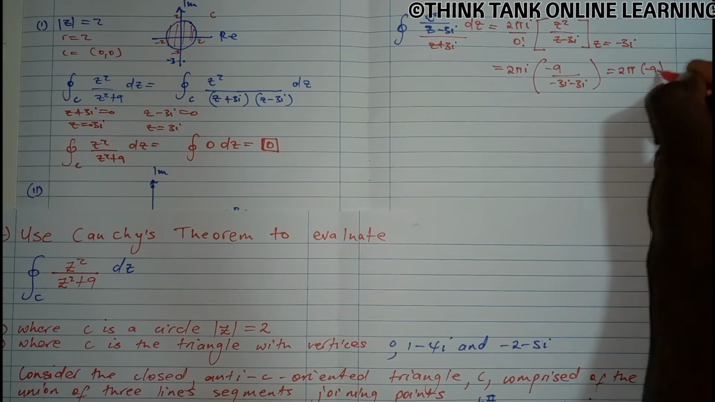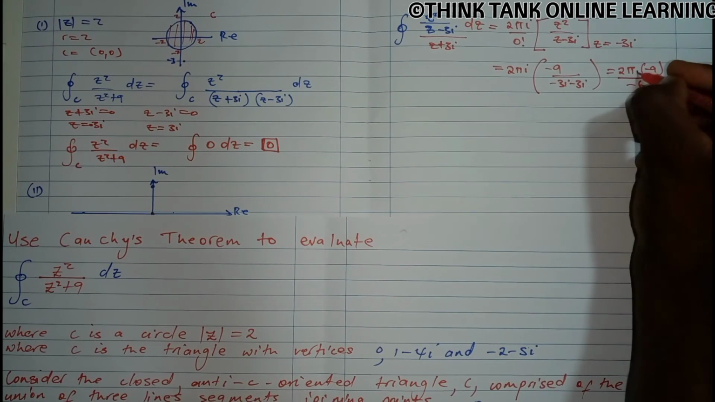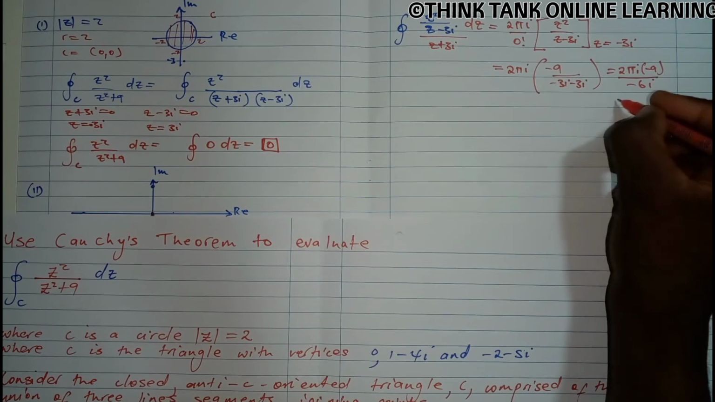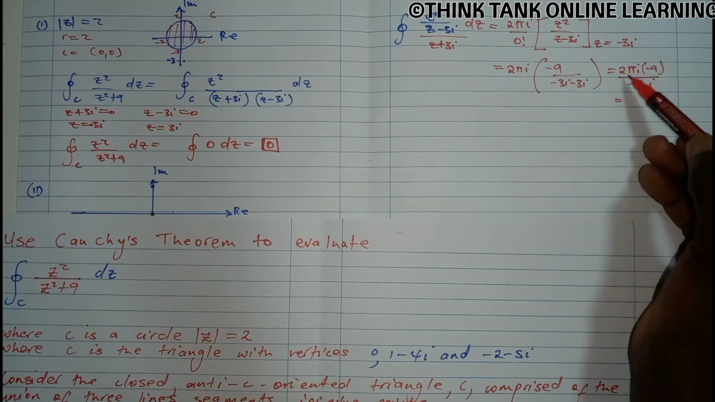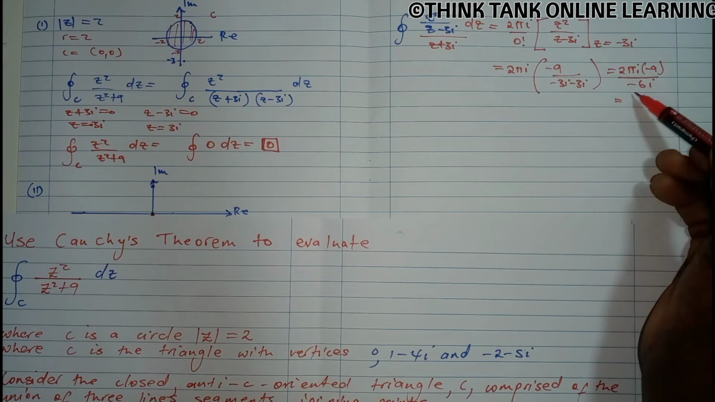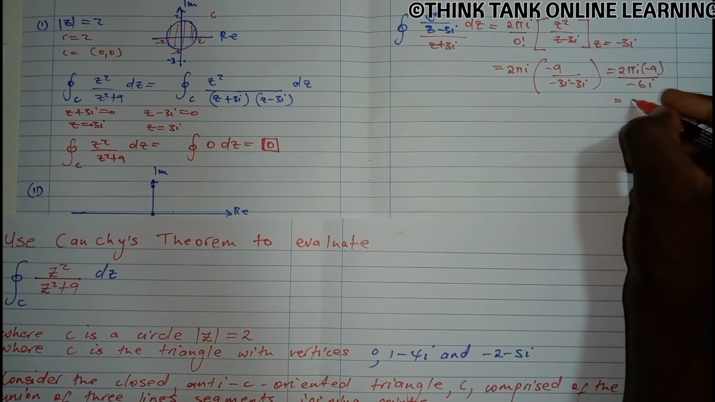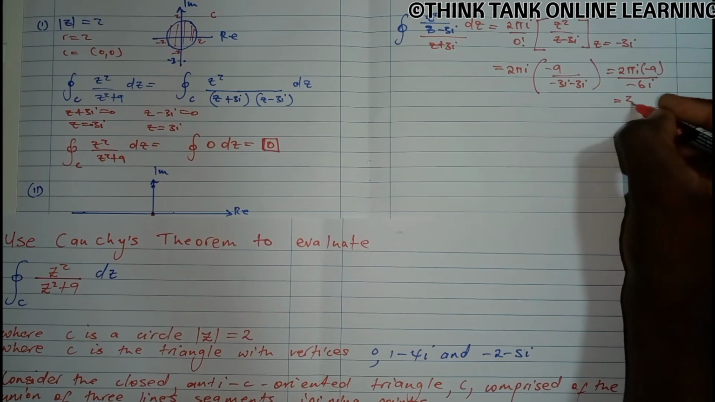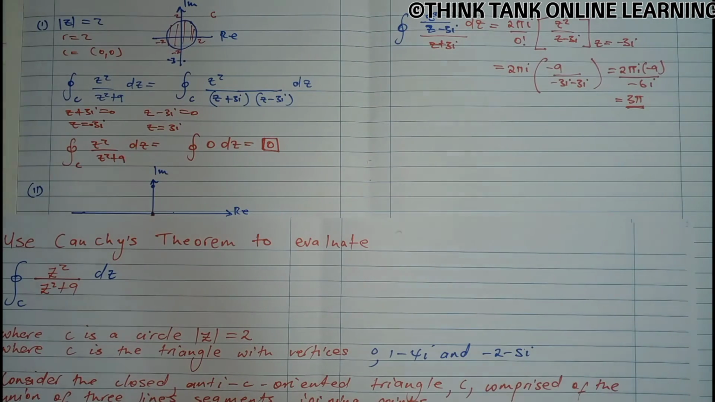And this is going to be 2 pi i times negative 9 divided by negative 6i. Okay, we have i here and we have i here. And as you can see, 2 times 9, we're going to have 18. 18 divided by 3, we're going to have positive 3 pi. Okay, like this one. So this is our answer.